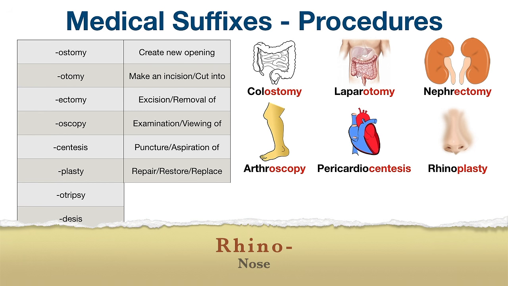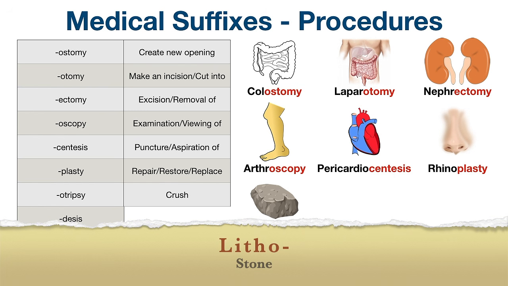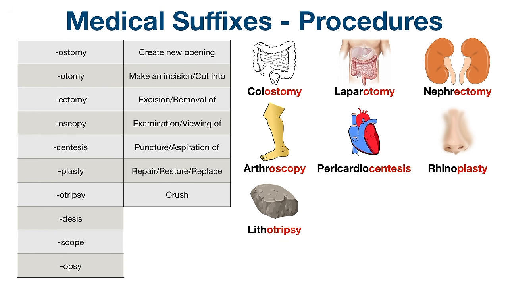And this makes sense because we learned in the root video that rhino means nose. Next, we have otripsy, which means crushing. An example medical term is lithotripsy. And we know from the root video that litho means stone. So lithotripsy refers to a procedure to crush a stone, such as a kidney stone.